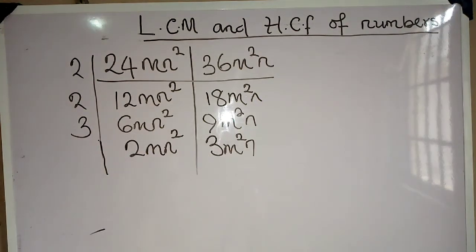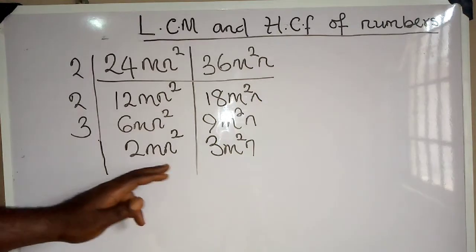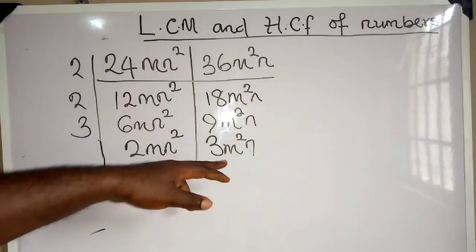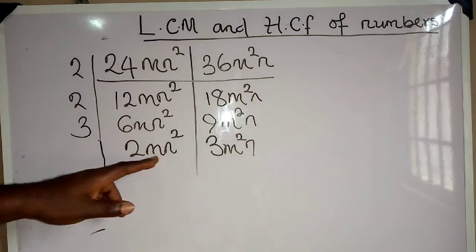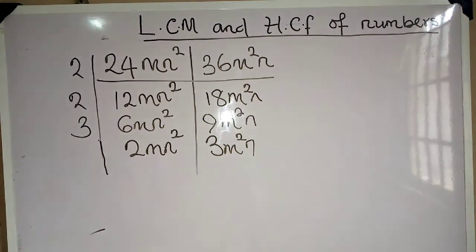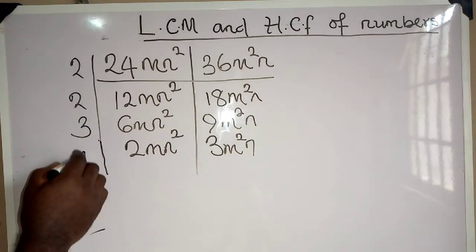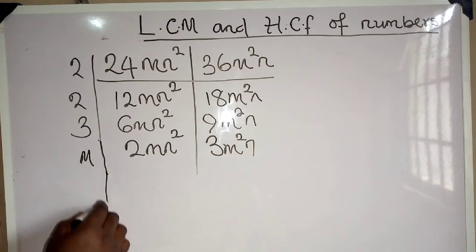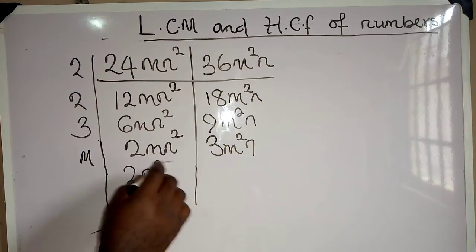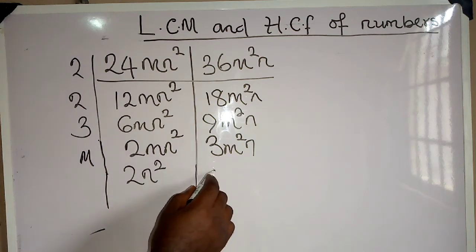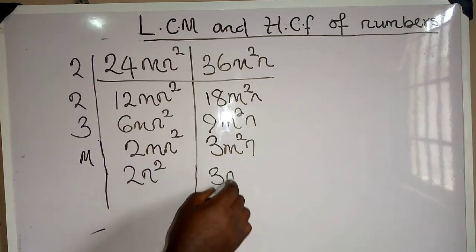Looking at this again, 2 is a factor here, but not a factor here, and 3 is a factor here and not a factor here. So I can use either 2 or 3 to divide. I will ask myself, what of the variables I have there? M is a factor here and it's a factor here. So let us use m. M divided by this will give me 2n square, and m divided by this will give me 3mn.